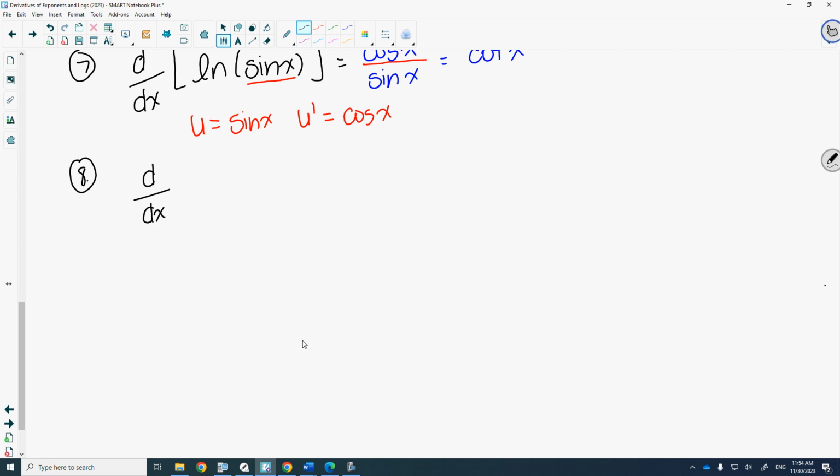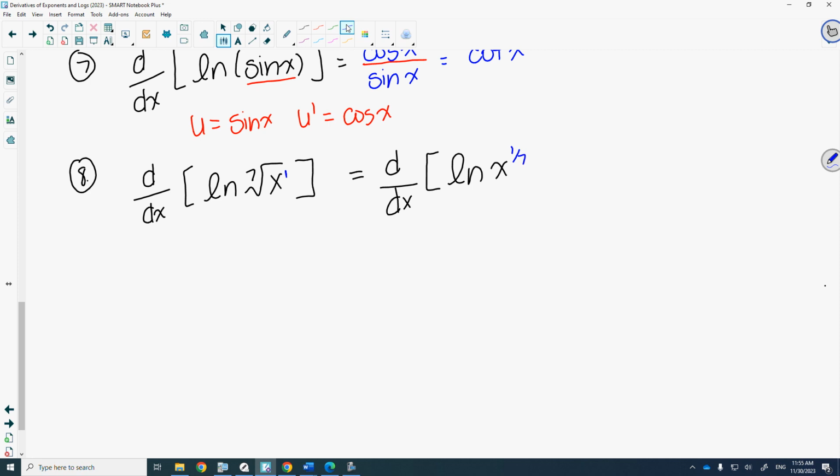Differentiate with respect to x the natural log of the 7th root of x. So let's rewrite this, and we'd be finding the derivative of the natural log of x to the 1/7. From here, we have our two options. One of our options is u prime over u. Now, u prime, finding the derivative of x to the 1/7, remember you'd bring your 1/7 to the front, x, and then you'd be subtracting 1.